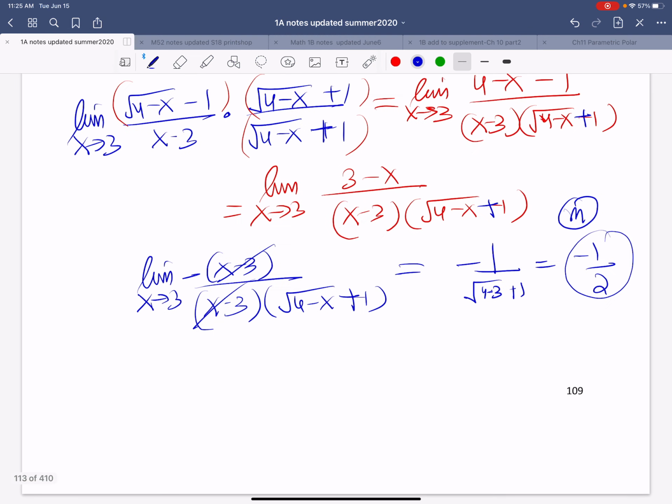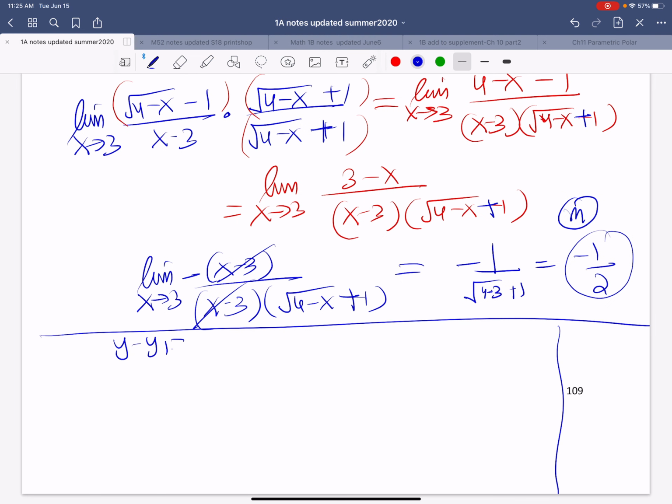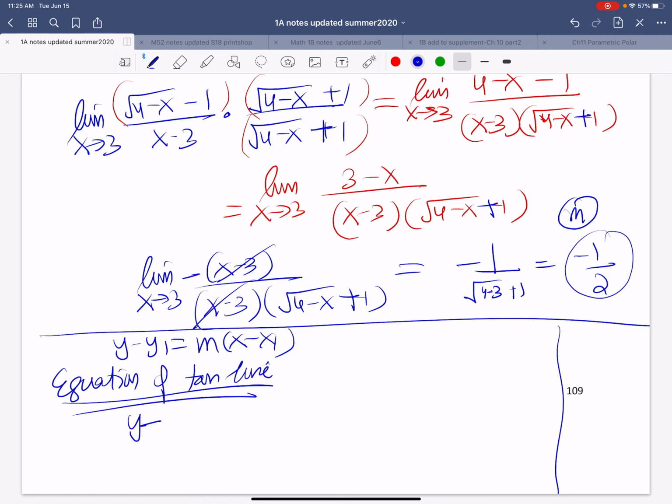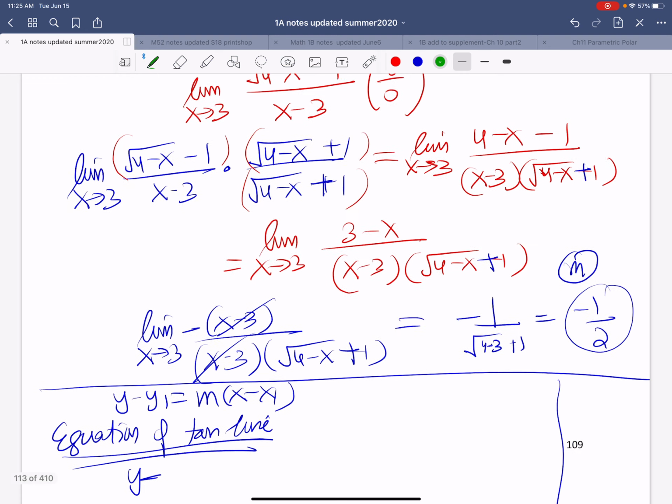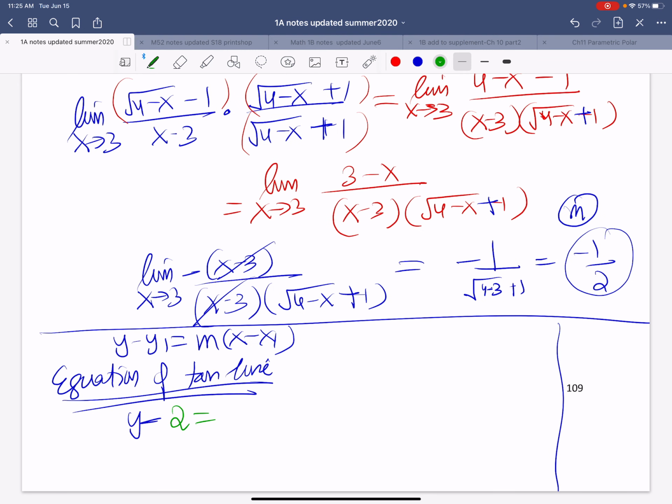Once we have the slope, finding the equation of the line is not that bad. y minus y1 equals m times x minus x1. So the equation of the tangent line would be y minus y1. We're given the point x1, y1 in the problem. So I'm going to use x1 as 3, y1 as 2. y minus 2 equals m, the slope, negative 1/2, times x minus 3.